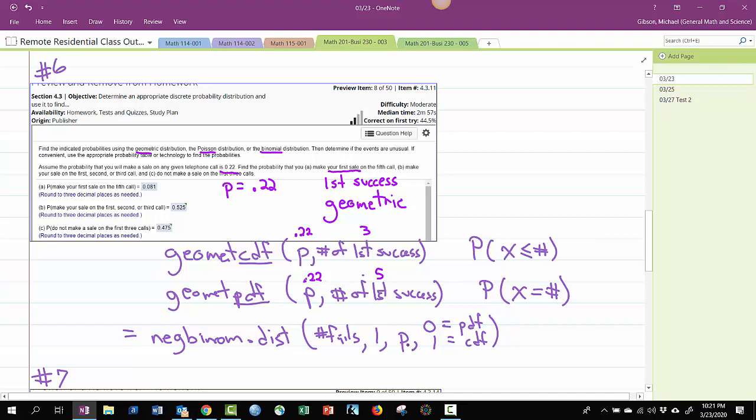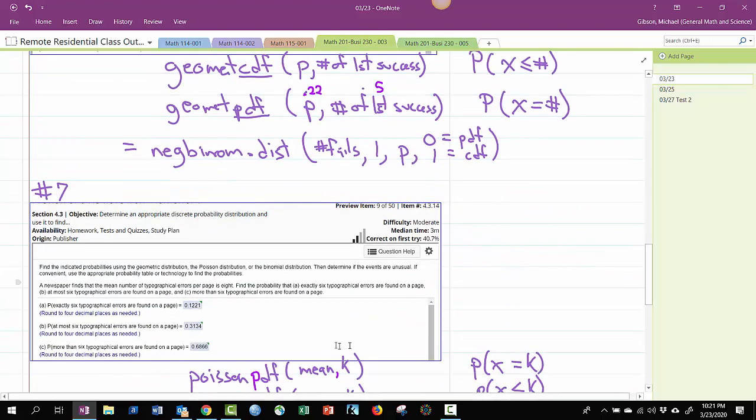P is our probability, in this case it would have been 0.22, and then in the last spot, in Excel for all of these discrete ones, you either put in 0 for PDF style if you want the probability of being equal to the number, or if you want the probability of being less than or equal to the number, you put in 1. Okay, and so again here, the other twist with Excel, the number of fails ends up being 1 less than the success, right? So probably success on the 5th call will be 4 failures, etc.